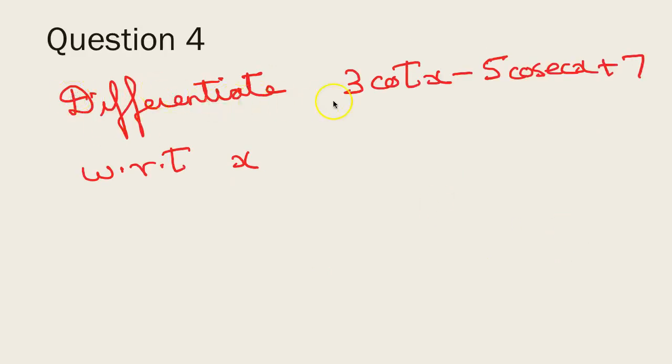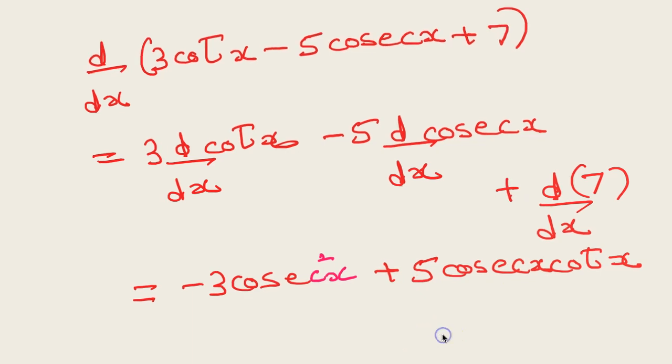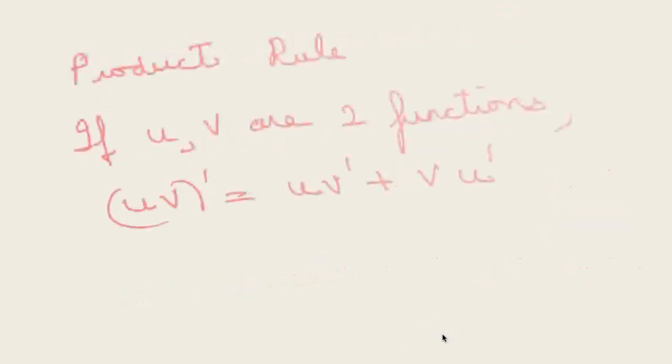Coming to question 4, differentiate 3 cot x minus 5 cosec x plus 7 with respect to x. So you can take out the 3, so it is 3 into d/dx of cot x minus 5 into d/dx of cosec x plus derivative of 7. That is minus 3 cosec squared x, derivative of cosec x is minus cosec x cot x, so it becomes plus 5 cosec x cot x.